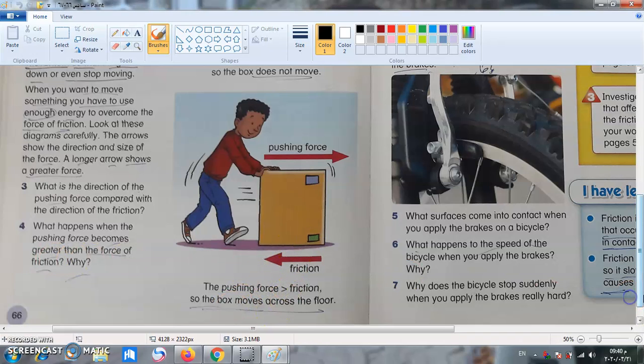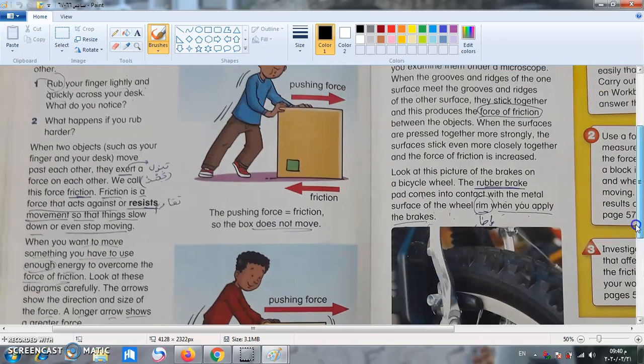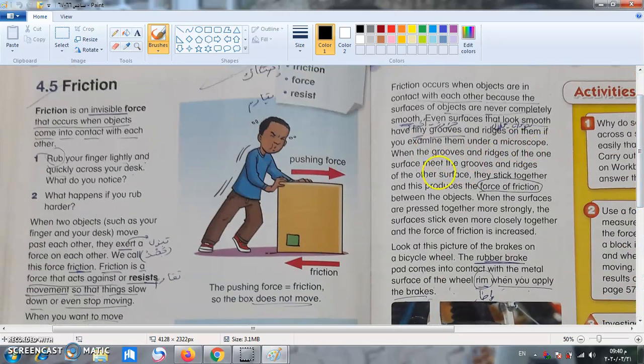Now let's move to the second page, the next one. It says friction occurs when objects are in contact with each other because the surfaces of objects are never completely smooth. These surfaces have some tiny grooves and ridges, بعض النتوءات يا شباب, أو الحزوز والنتوءات on them, if you examine them under a microscope. When the grooves and ridges of one surface meet the grooves and ridges of the other surface, what can we have? They stick together, and this produces the force of friction between the objects.